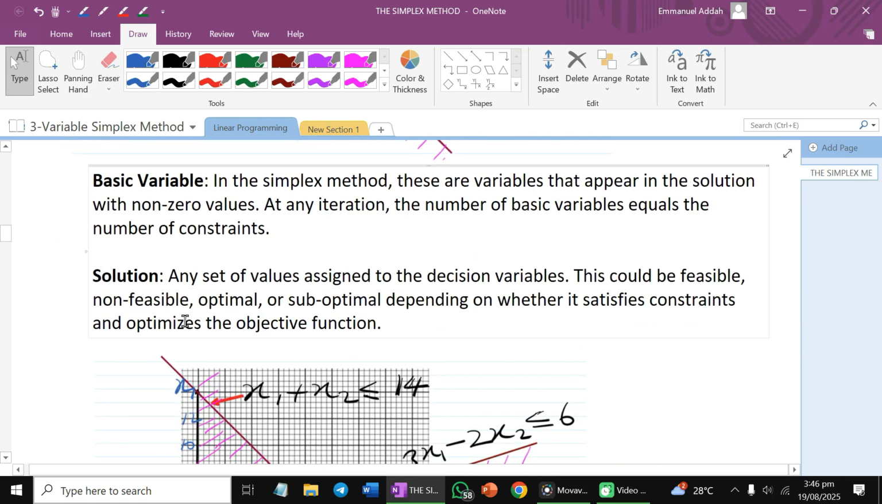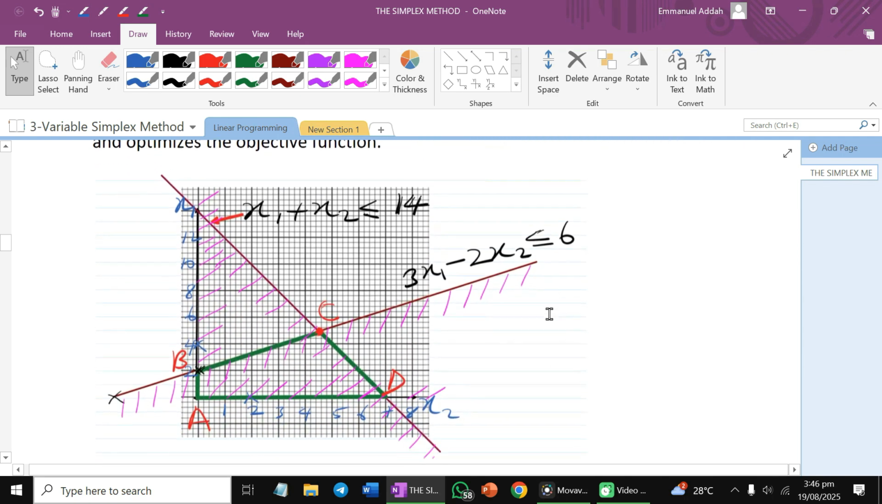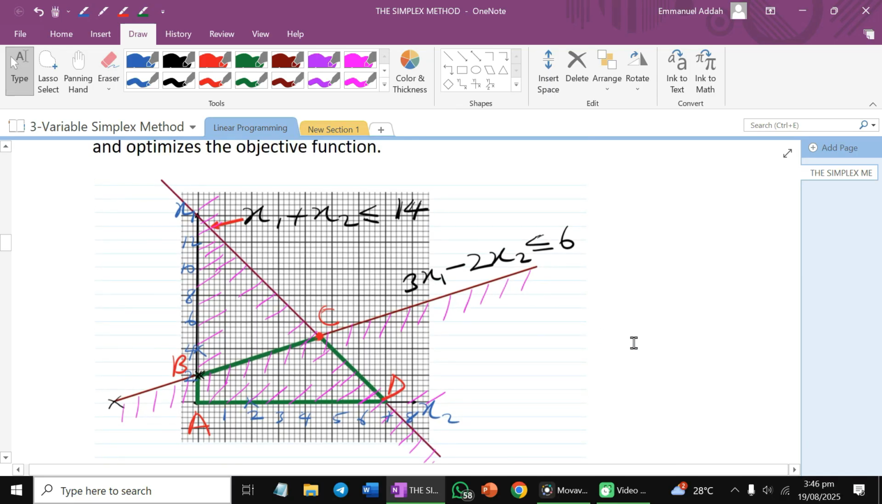Then, solution. Any set of values assigned to decision variables is called a solution. So if we come here, for example, if we choose any value for x1 and x2, it's a solution. A solution is any point that you choose in the space that we're talking about.